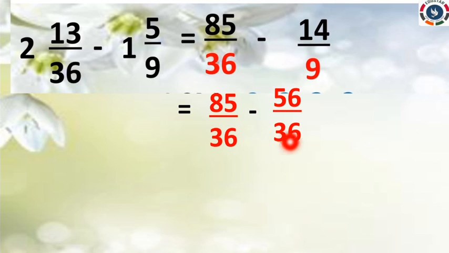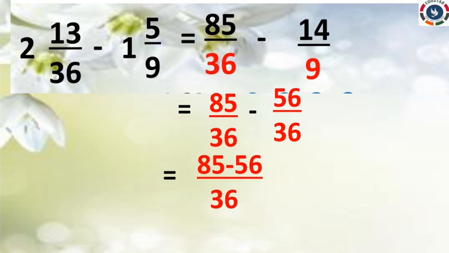Now this is the like fraction. So for like fractions, you subtract only the numerator alone. So 85 minus 56 divided by 36. In the denominator, you have to write only one time. So 85 minus 56, you subtract the two values. You get finally 29 by 36. Now what fraction is it? This is a proper fraction. So proper fraction means we can't convert it to any other fraction.